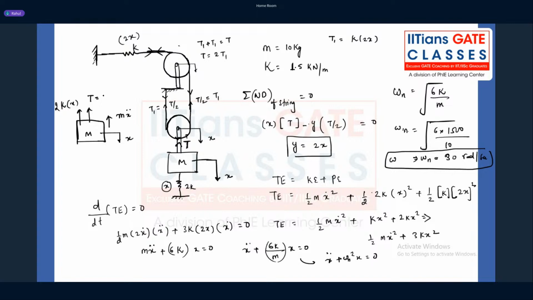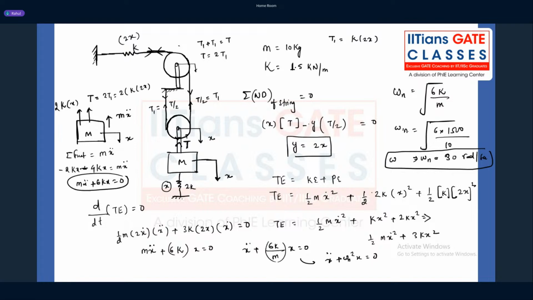T is equal to 2 times T1. That can be written as 2 times K into 2x. And that you can write, my dear friend, the net force in the direction of motion, which is equal to m x double dot. And that you can write as minus 2kx minus 4kx, that is equal to m x double dot. So m x double dot plus 6kx is equal to 0.